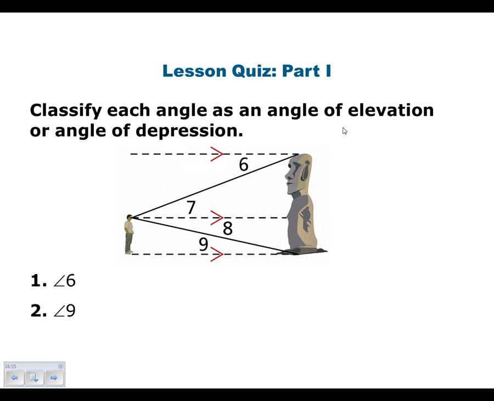Classify each angle as an angle of elevation or angle of depression. Take your time, then try to answer. Angle 6 is an angle of depression, while angle 9 is an angle of elevation.